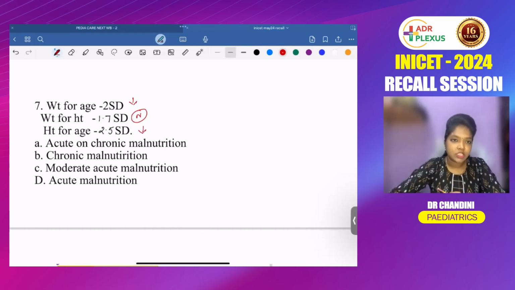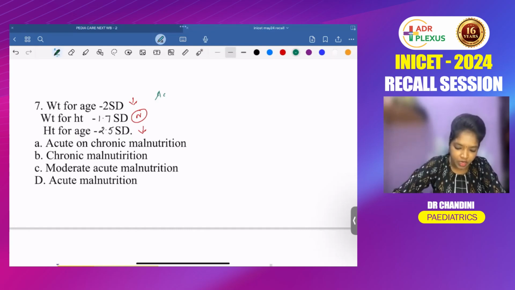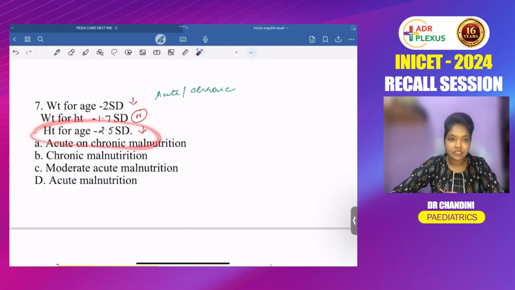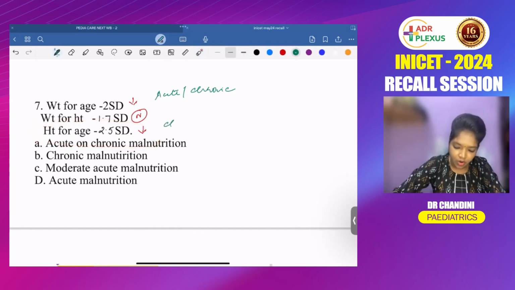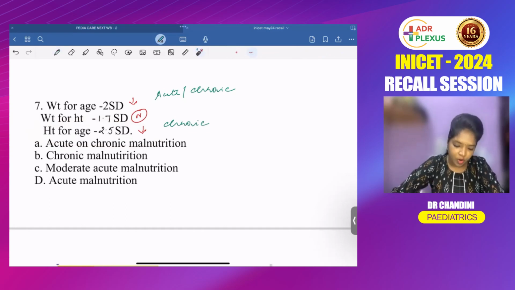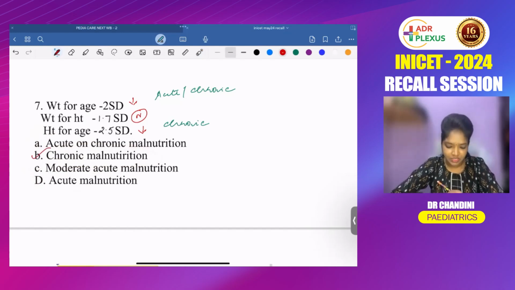So when weight for age is low, it can be acute, it can be chronic. You cannot differentiate between acute and chronic malnutrition. So it could be acute or chronic. Whereas when the height for age is less, it is chronic malnutrition. So coming to our options, we have acute on chronic, chronic, moderate acute, and acute malnutrition. So we will rule out acute. Whatever has acute is ruled out. So the answer is actually chronic malnutrition. Option B, chronic malnutrition is the answer, because only height for age is reduced.